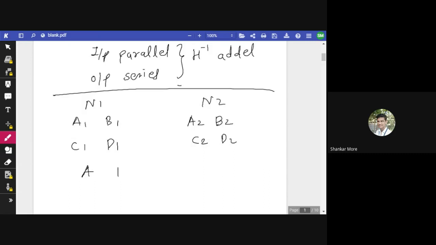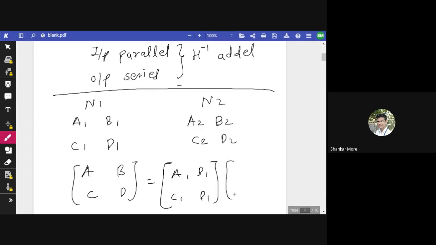So for the resultant network, ABCD will be a matrix, equal to the matrix multiplication of these parameters. I hope you can calculate matrix multiplication, right? First row, first column, then first row, second column, then second row, first column, second row, second column. This is how we calculate, right? So this is for when the networks are in cascade.